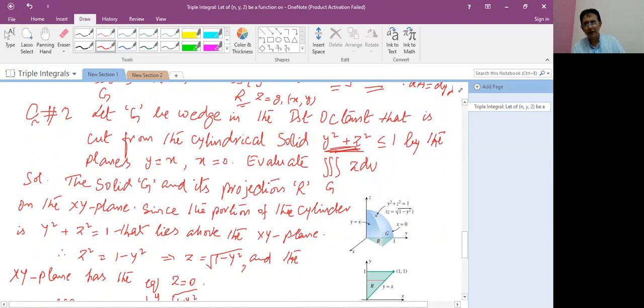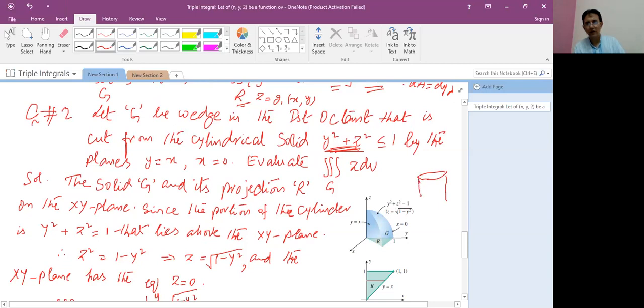It means when we consider y square plus z square is equal to 1, if you find the value of z, it is z equals the square root of 1 minus y square, this portion is called yz. It is a solid cylindrical shape on the yz plane. So the equation is y square plus z square. How can you form the solid cylinder?